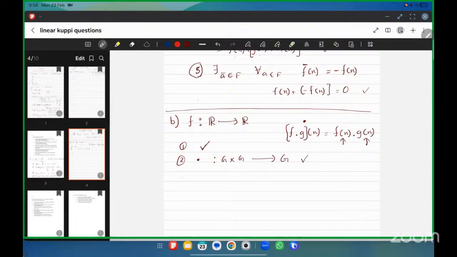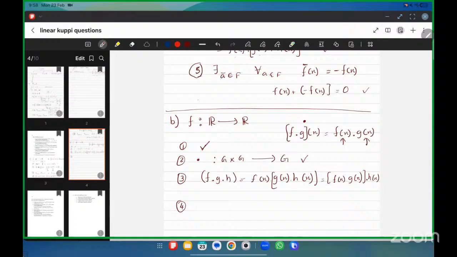Okay, the first condition is fulfilled, and for the third condition, f dot g dot h is equal to f(x) dot g(x) dot h(x). It's a multiplication, and the three of them are real values, so we can switch the brackets. So (f(x) dot g(x)) times h(x), we can shift the bracket. The third condition is satisfied.